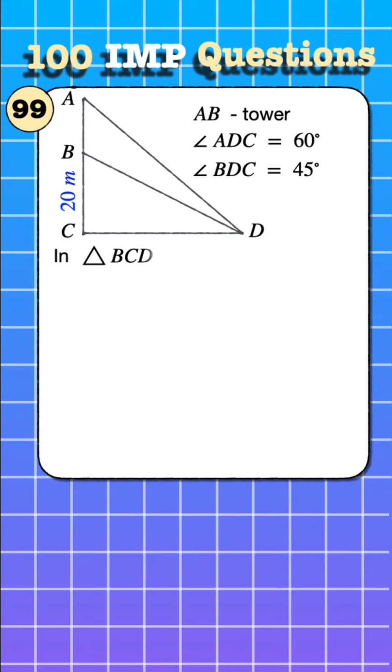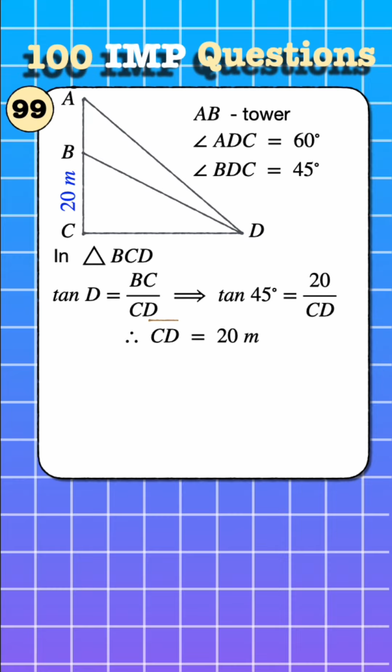Now if you consider the triangle BCD, look carefully, we will consider triangle BCD. If you take tan D, why are we taking tan here? Because we know the opposite side and we want to calculate the adjacent side. So tan D is equal to BC upon CD. D is 45, so tan 45 is equal to 20 upon CD. Tan 45 is 1. So CD is equal to 20 meters.